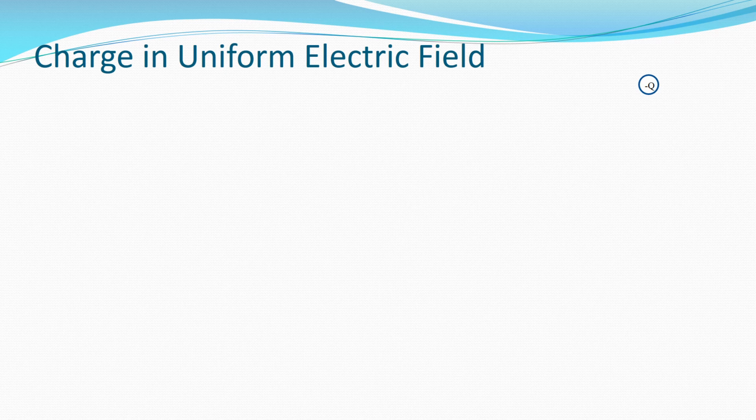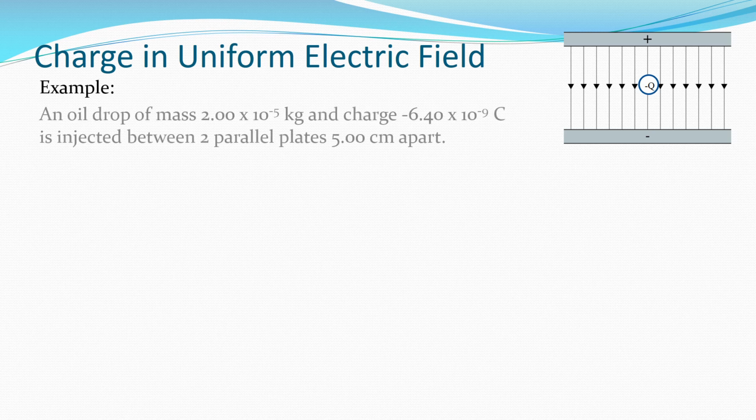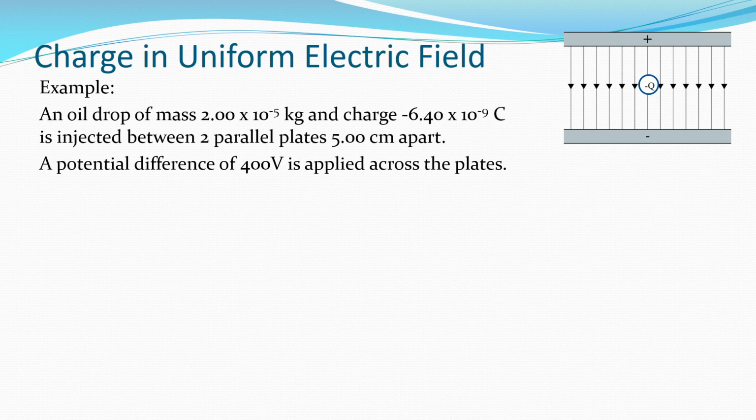Charge in a uniform electric field. If we have a look at a point charge placed within a uniform field, that charge will experience a force. For example, an oil drop of mass 2.00 times 10 to the negative 5 kilograms and a charge of negative 6.40 times 10 to the negative 9 coulombs is injected between two plates 5 centimeters apart. A potential difference of 400 volts is applied across the plates.